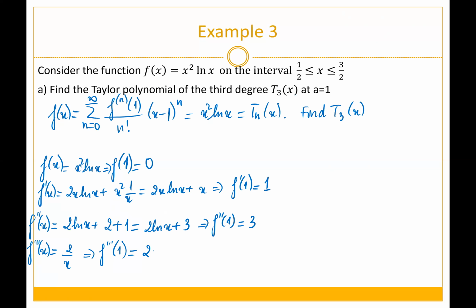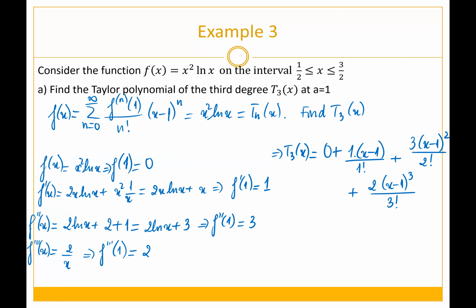Now you have that. So now T3(x) is going to be, the first coefficient is 0, so you don't plug it in. Now it's 0 plus, the second one is 1, times x minus 1 to the 1 over 1 factorial, plus, now n equals 2, so you have 3 times x minus 1 squared over 2 factorial, and then finally you add the third coefficient, which is 2, times x minus 1 cubed divided by 3 factorial.